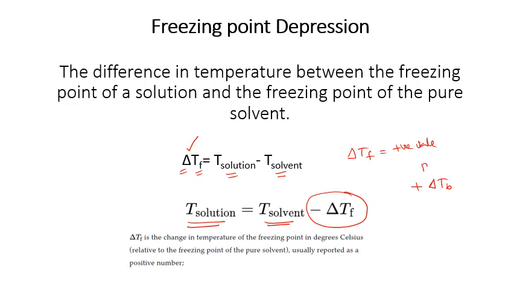So that's what we have to remember. For the boiling point we have to add, and for the freezing point of the solution, we have to subtract the change in freezing point. Okay, so that's the difference between these two. When we do the calculations, we can explain that in the next video. So this is the point you have to remember. Delta Tf is the change in temperature of the freezing point, and we usually report that as a positive number. Okay, so that is the reason.